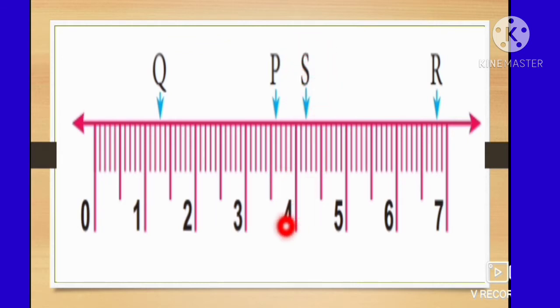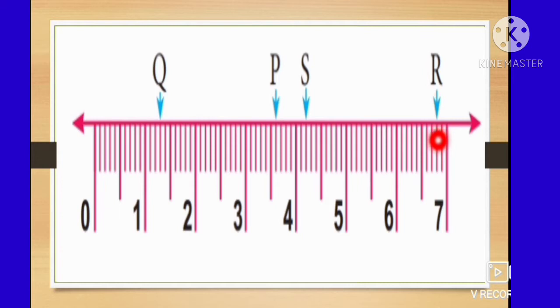And yes, what about S? Again, S lies between 4 and 5, and 4 and 5 is divided into 10 equal parts. And here after 4 the line will be 4.1, 4.2. So S lies on 4.2 between these numbers 4 and 5. So on the number line the point S lies on 4.2.